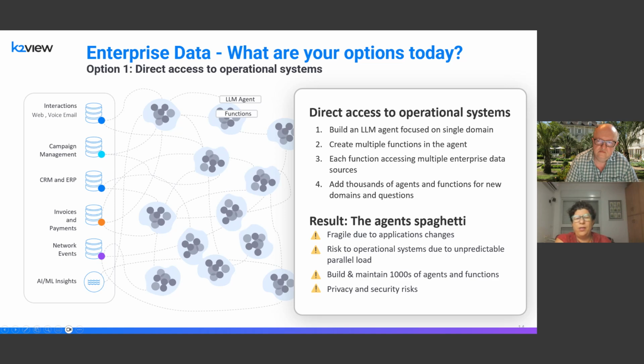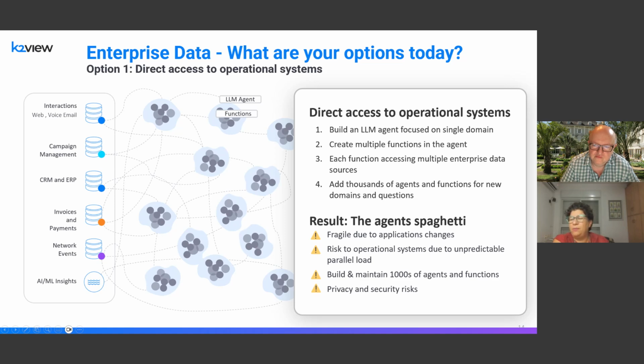But the result is that unfortunately, this sometimes very quickly becomes a big spaghetti. There are so many LLM agents and LLM functions going directly to the source systems. And this becomes a little bit of a nightmare because you need to maintain a large, almost infinite number of LLM agents and functions. For example, every time there's a change in the database schema, you need to change the LLM agent and the LLM function. This is quickly becoming not a realistic approach, going directly to the operational systems.